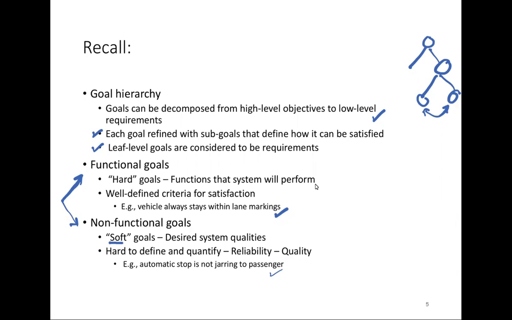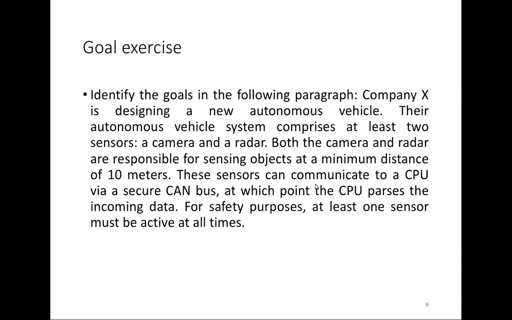Let's take the following exercise so we can identify the set of goals. Assume you have interviewed the stakeholders, and you have met with those stakeholders for a certain company. I'm going to call it just X. That is interested in designing a new autonomous vehicle. Based on the discussion, their autonomous vehicle system consists of at least 2 sensors. So now we know that we have at least 2 sensors.